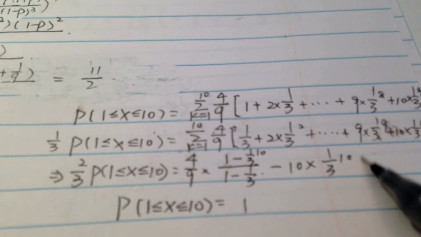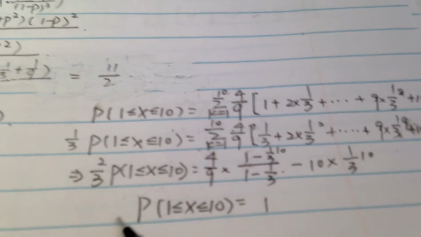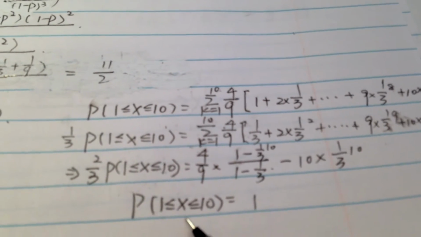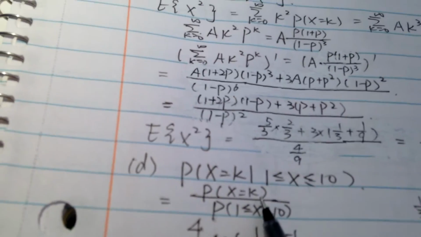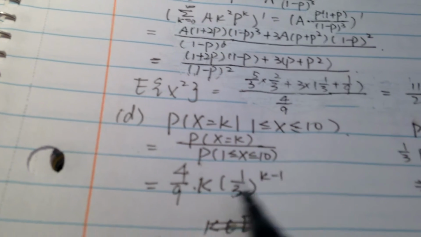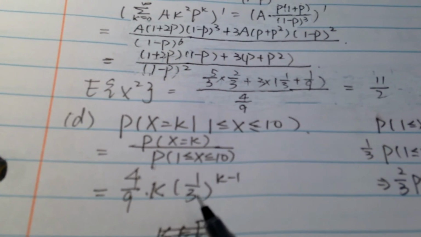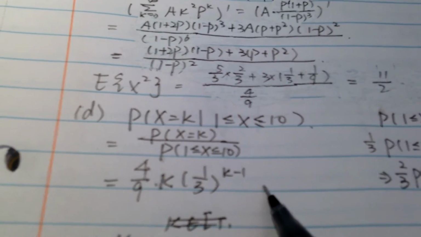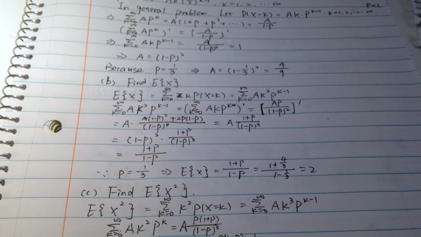Because (1/3)^10 is very small, the probability of X between 1 to 10 is approximately equal to 1. So the conditional probability mass function is equal to the probability of X equal k, which is 4/9 times k times (1/3)^(k-1), k is equal to 1 to 10. This is the first question. Thank you.